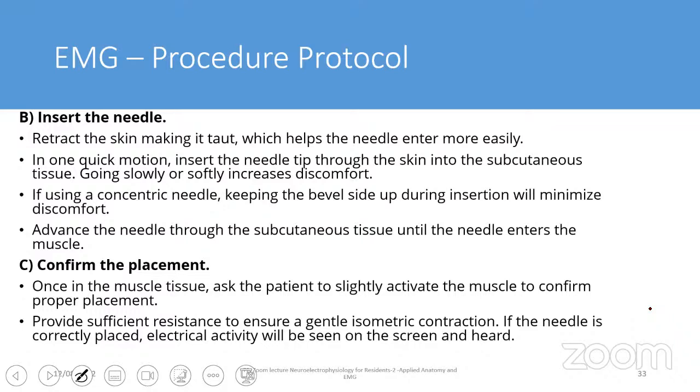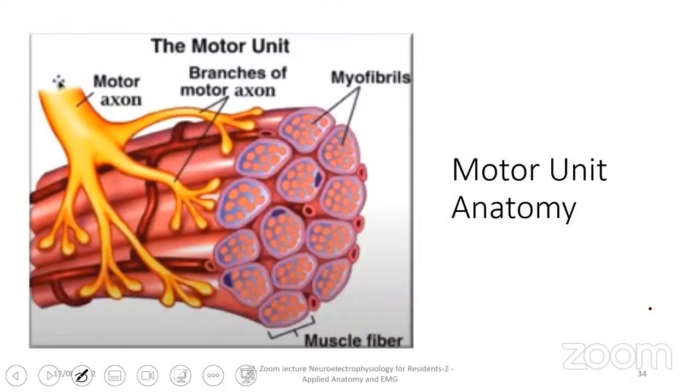When the needle is correctly placed, electrical activity will be seen on the screen, and here also the muscle unit, the motor unit action potential. So you can see the motor axon here. This is the motor axon, and these are the muscle fibers. They are muscle fibers which have got a lot of myofibrils inside. These are the muscle fibers. You can see the longitudinally placed muscle fibers.